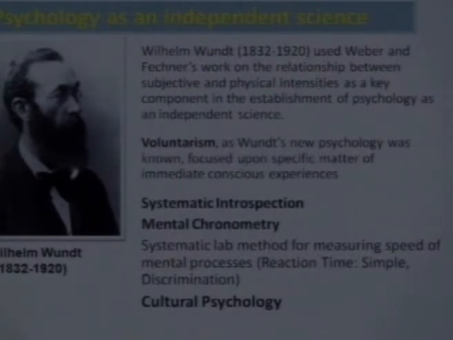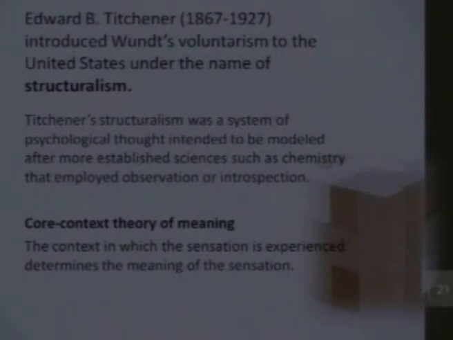And another interest that he had was mental chronometry. Mental chronometry is a systematic laboratory method for measuring speed of mental processes, and it was done through reaction time studies, both simple and discrimination. And third that Wundt contributed to is cultural psychology. And one more structuralist psychologist was Titchener, who was impressed with the work of Wilhelm Wundt, and he introduced voluntarism in America under the name of Structuralism.